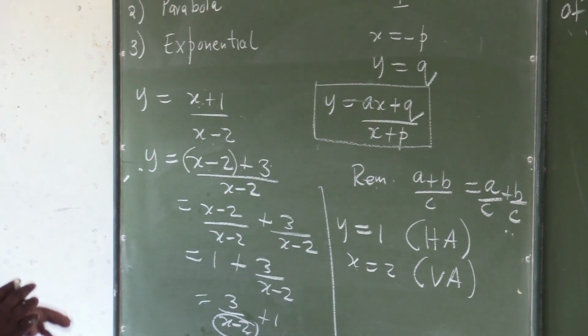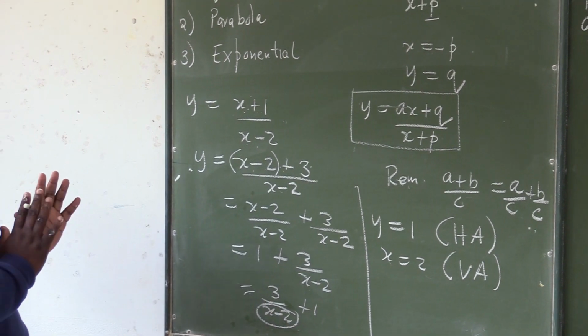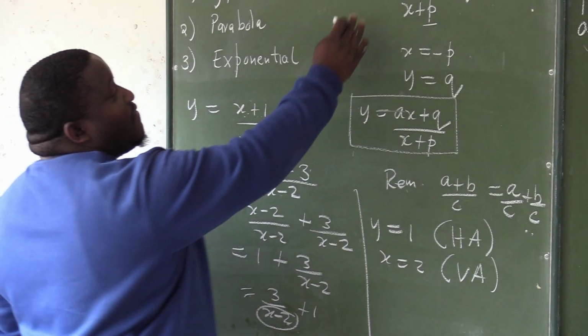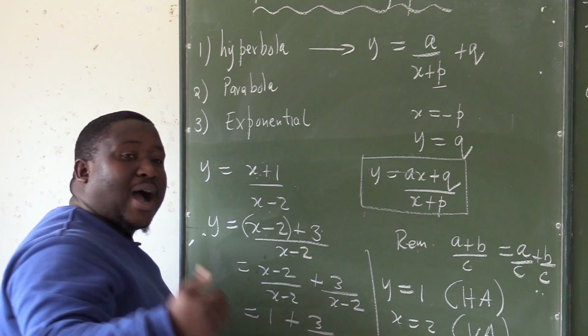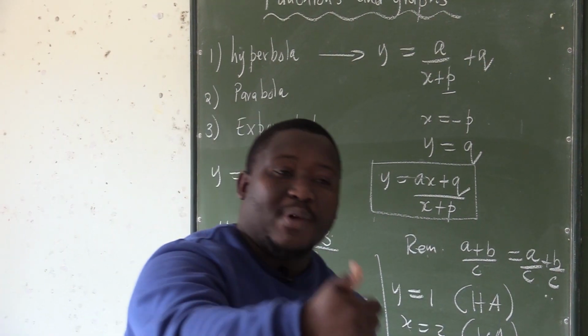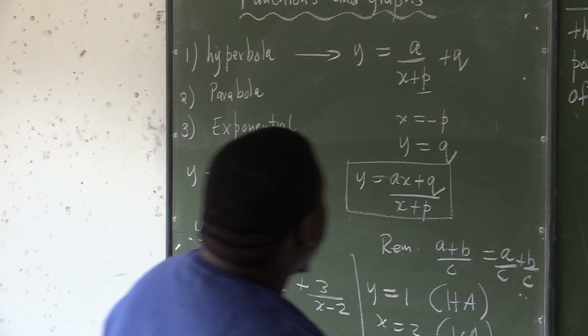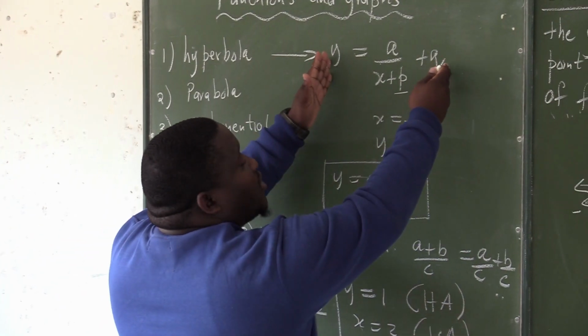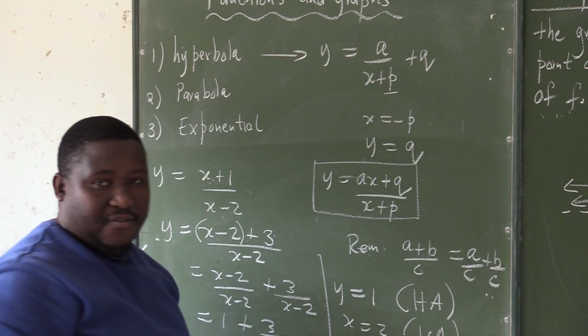Again, on the hyperbola, one needs to be very careful here. If I'm given the hyperbola, I must be able to give the domain. I must be able to give the range. Now, let's look at the standard form. How do you set the domain of that graph?